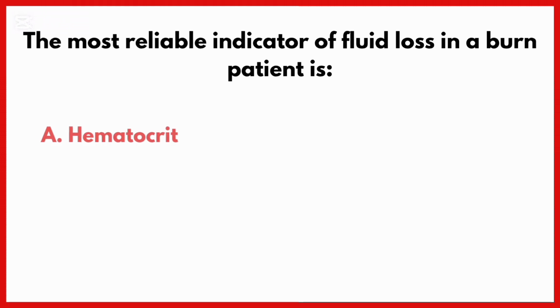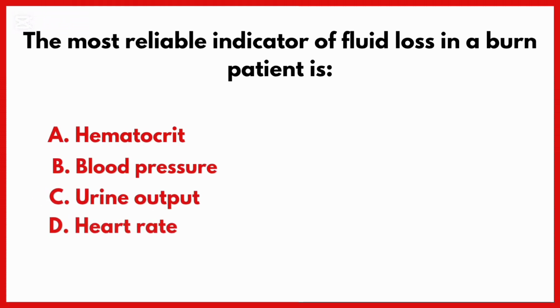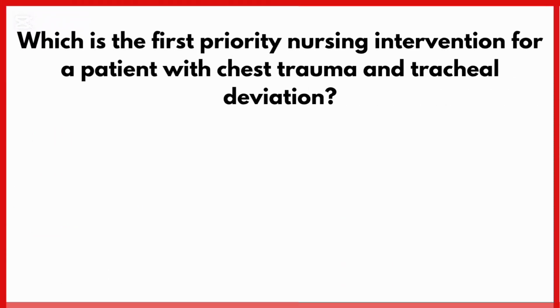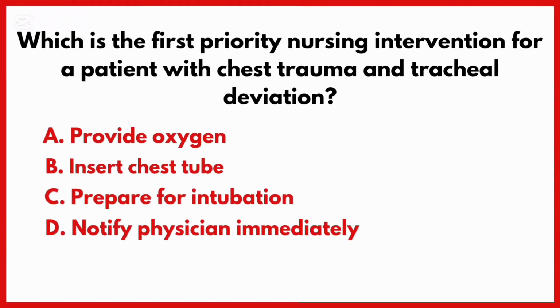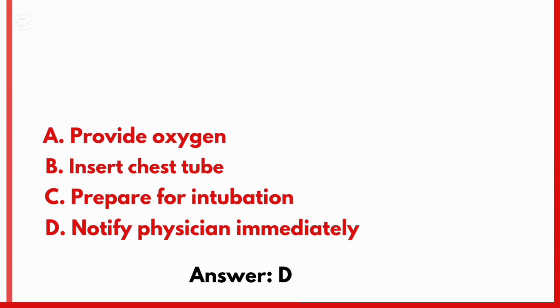The most reliable indicator of fluid loss in a burn patient is. Correct answer is option C, urine output. Which is the first priority nursing intervention for a patient with chest trauma and tracheal deviation? Correct answer is option D, notify physician immediately.